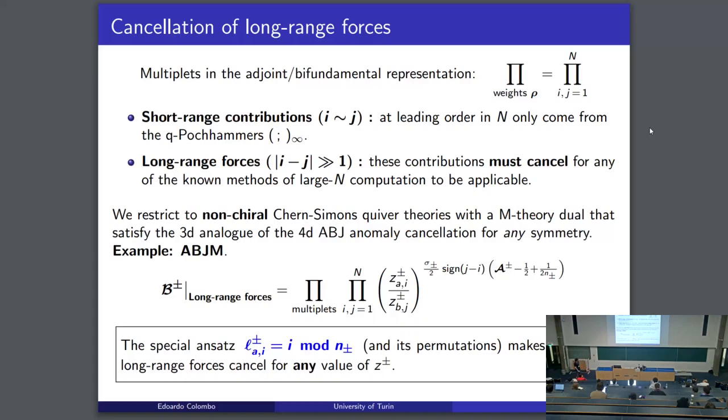limits. So we focus on simple, non-chiral Chern-Simons quiver theories with a 3D analog of the 4D anomaly cancellation. But for the purpose of these slides, I'll just mention ABJM, which I hope everybody's familiar with. So we compute for these theories the long-range forces, and the expression that we find is not particularly illuminating, but this is an expression that must vanish if we want to be able to apply the methods of large N computation. And from this we can find that there is a special ansatz for the fractional fluxes that makes these long-range forces immediately vanish. And this helps us single out a special ansatz we're in desperate need of to do the large N computation.